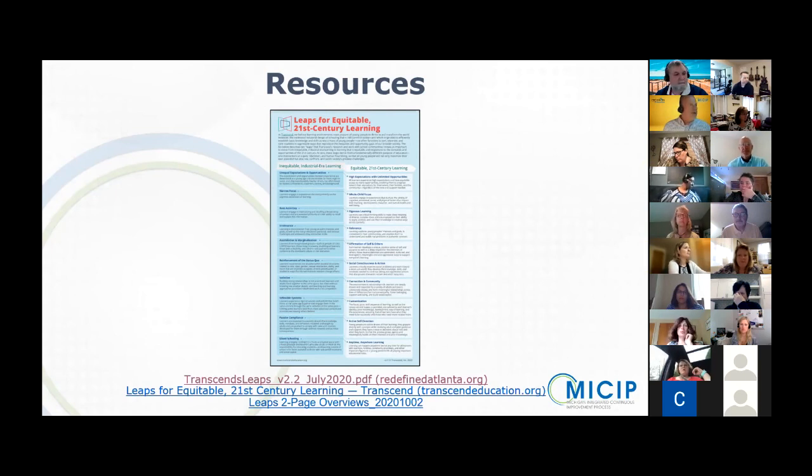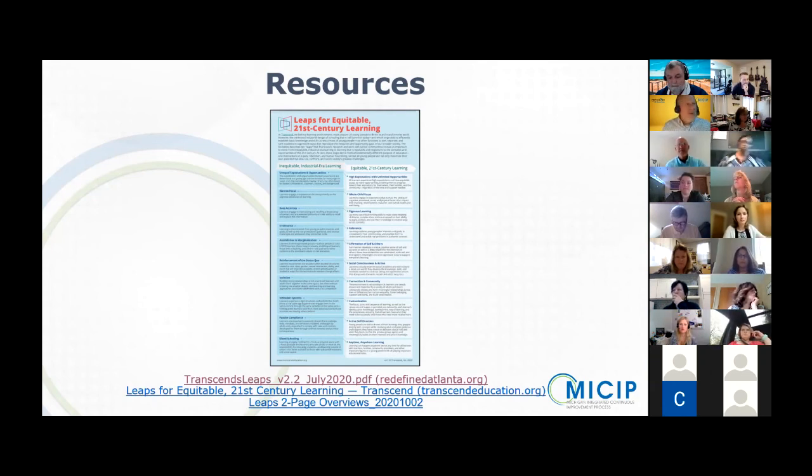One thing that I really like about it, and I don't know if you can see that fine print on the screen or not, but it talks about leaps for equitable 21st century learning. And it's kind of like an out with the old, in with the new. So on the left side, you see a listing of what are called inequitable industrial era learning descriptions. And then on the right side, in contrast to that, the equitable 21st century learning characteristics. So in the link at the bottom, you'll see this sheet, but you'll also see an expanded document that addresses each one of these individually and goes a little bit more into depth.